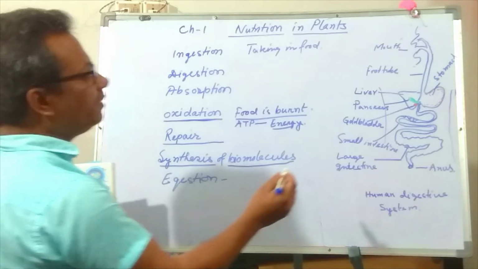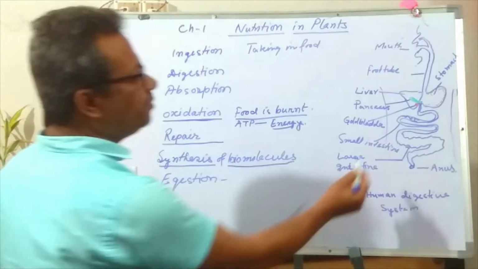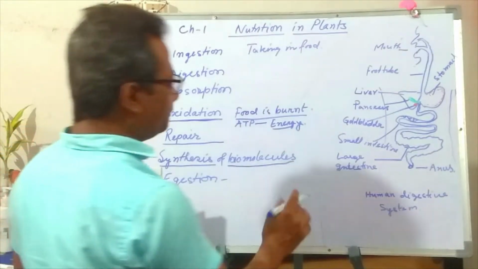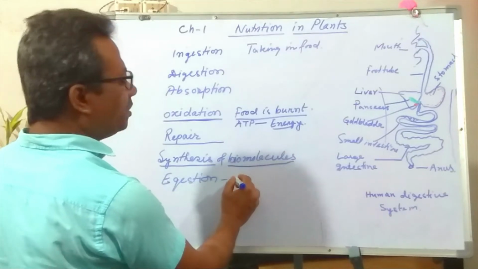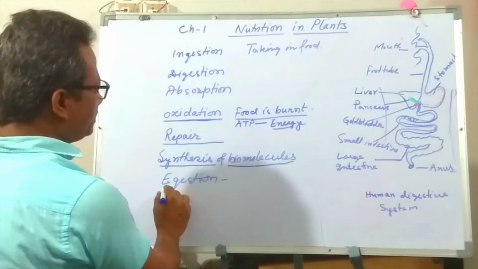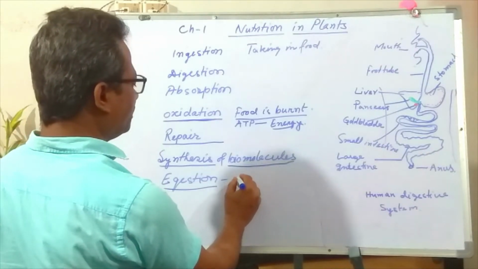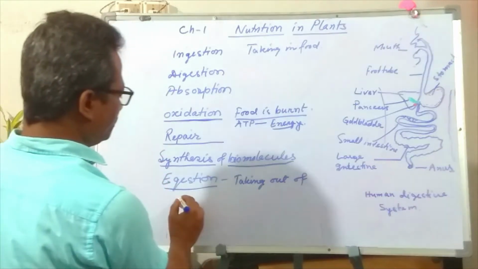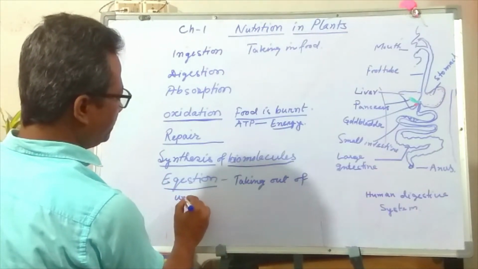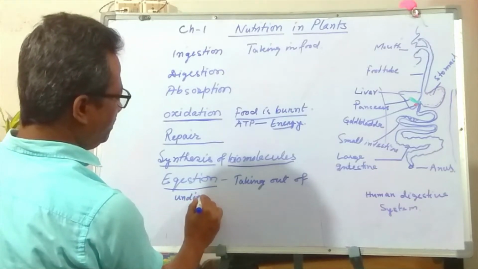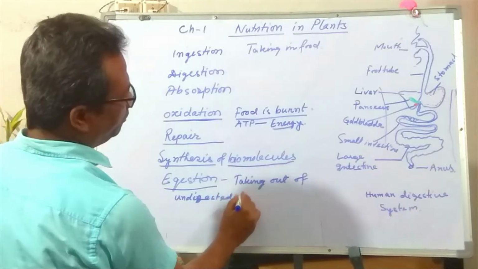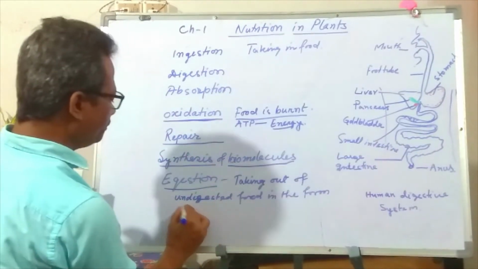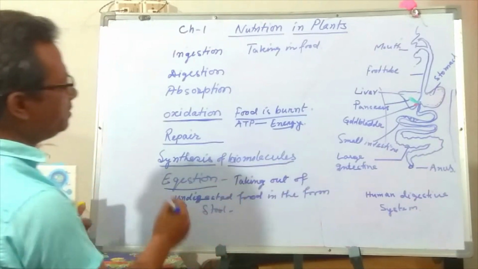Now, the undigested food is moved to the large intestine, and there it is deposited, and from time to time it is released out through the anus. It is called egestion. Taking out of undigested food in the form of stool is known as egestion.